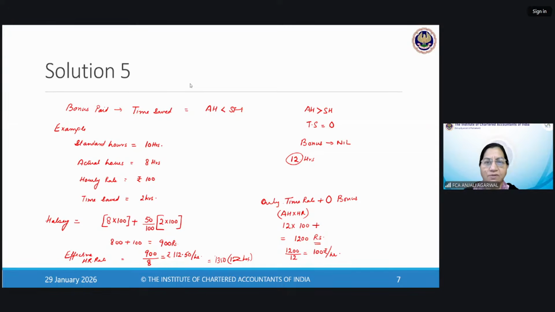If there is no work, zero output. Even if the output is zero, because he has spent some time in the entity or the organization or the factory, he is getting the hourly rate, the actual hours that he has put in multiplied by the hourly rate. But how long can a worker survive in a factory or an entity without generating any output? Okay.